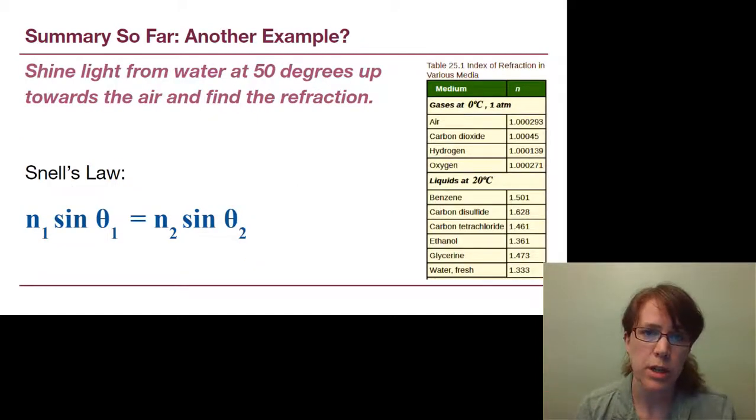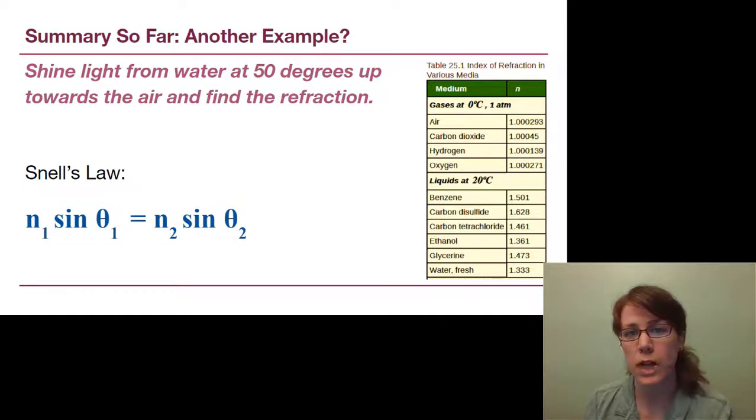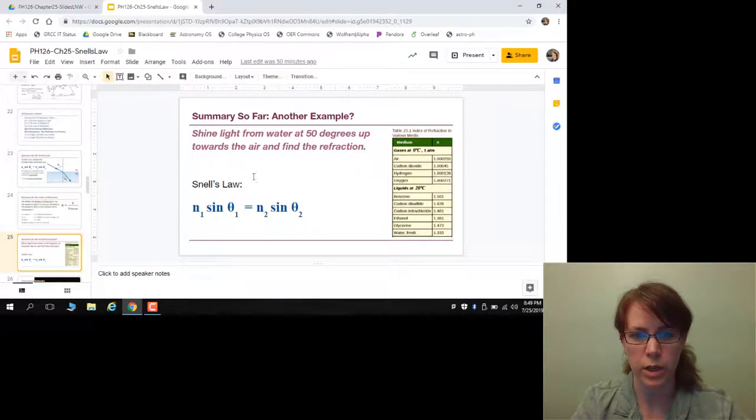So here's another example that we are going to try right now, that makes us realize that something happens if our angles get too large. Our goal is to shine light from water towards air and find the expected angle of refraction. Okay, so I'm going to take us out of this and have us think through what's going on.